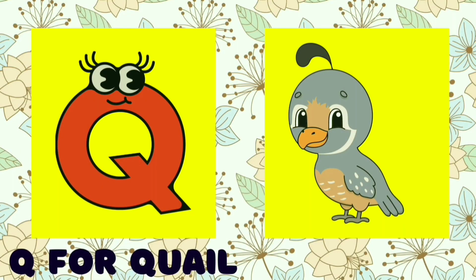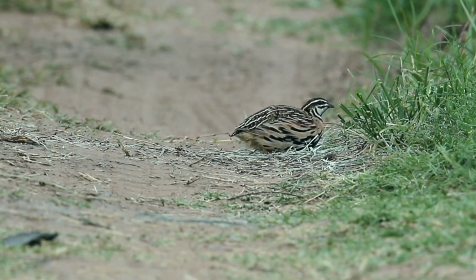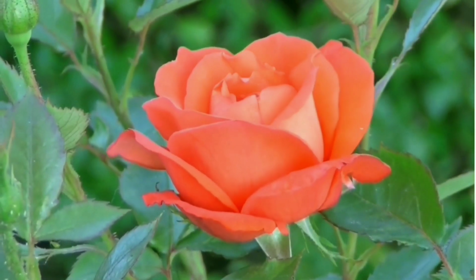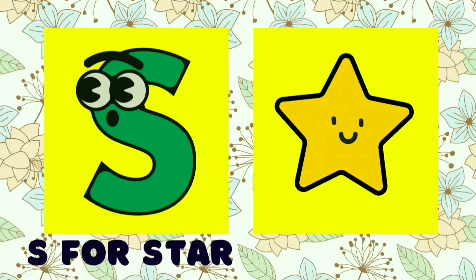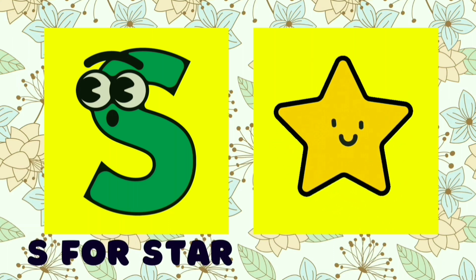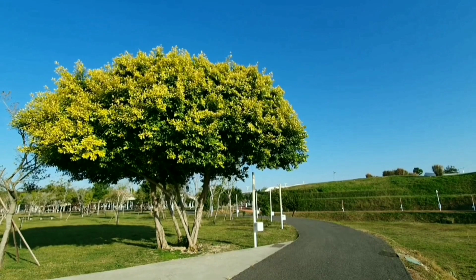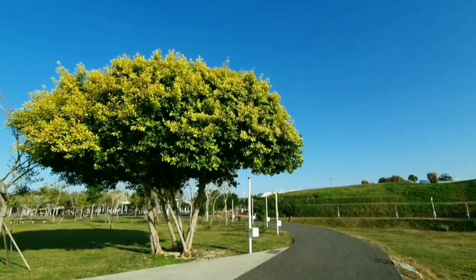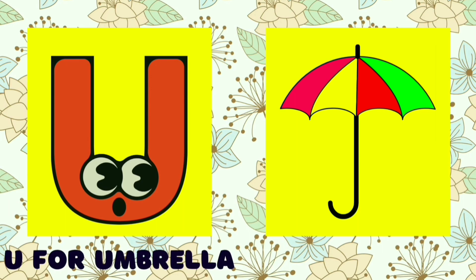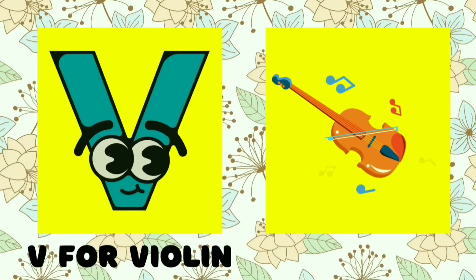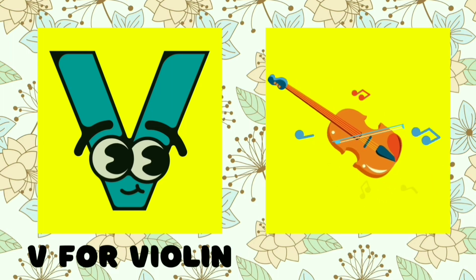Q for queen. R for rose. S for star. T for tree. U for umbrella. V for violin.